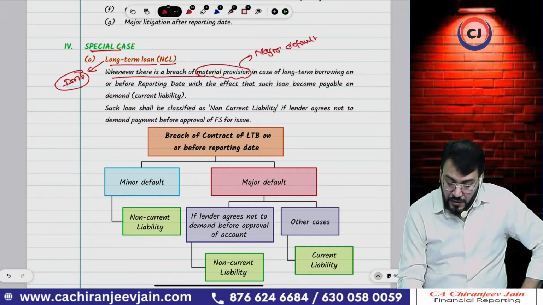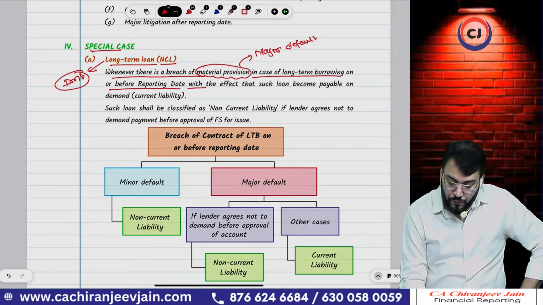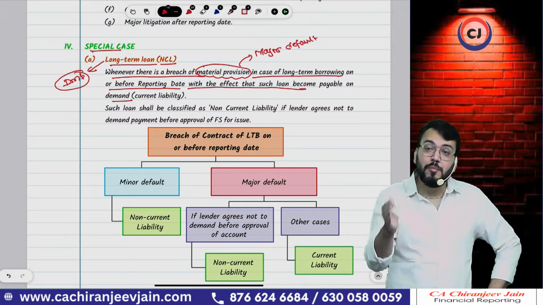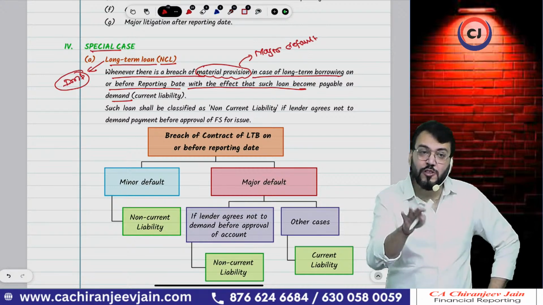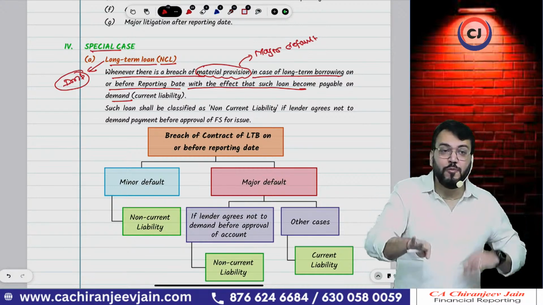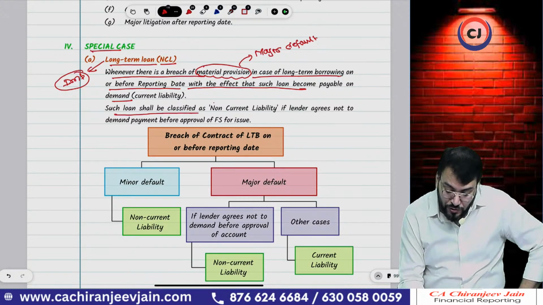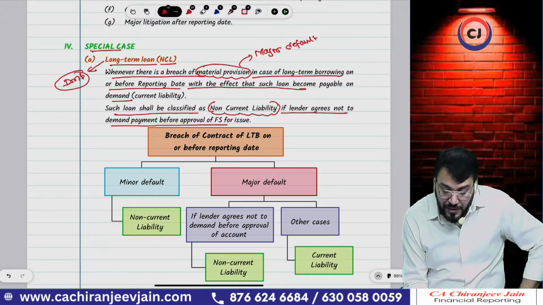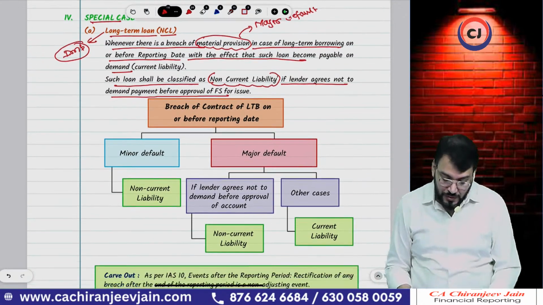In case of long-term borrowing, on or before the reporting date, with the effect that such loan becomes payable on demand. So it becomes payable on demand before what? On or before 31st March. Means the breach happens on or before 31st March. Such loan shall be classified as a non-current liability if the lender, means the bank, agrees not to demand payment before approval of the financial statements. Correct? Understood?